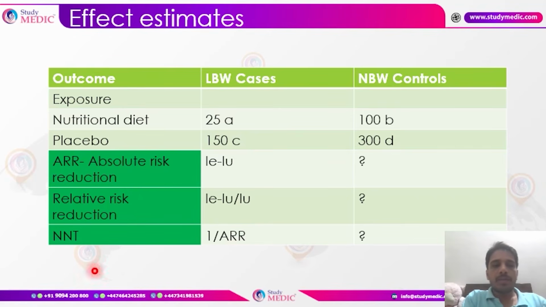What is number needed to treat? How many need to be treated for one to benefit? It is given by the formula 1 by absolute risk reduction. Now, what is the meaning of all this, how we can communicate this to the patients, and how we can calculate all this.